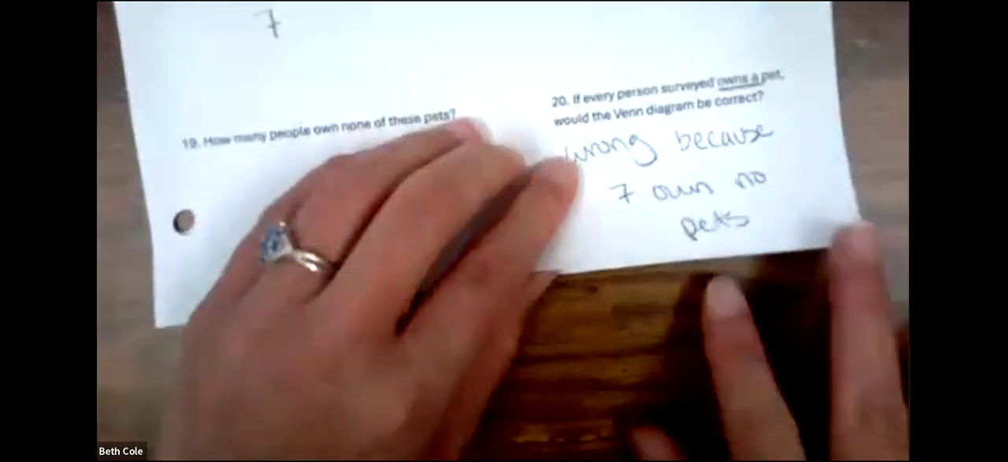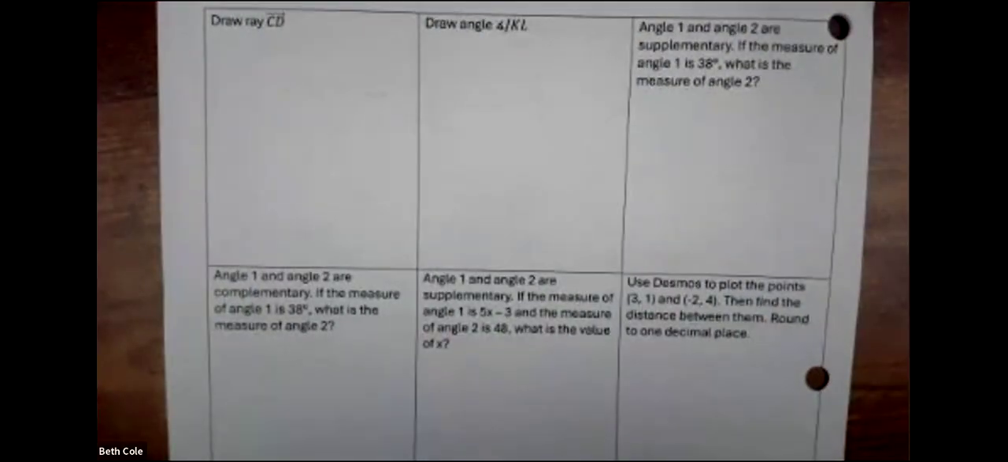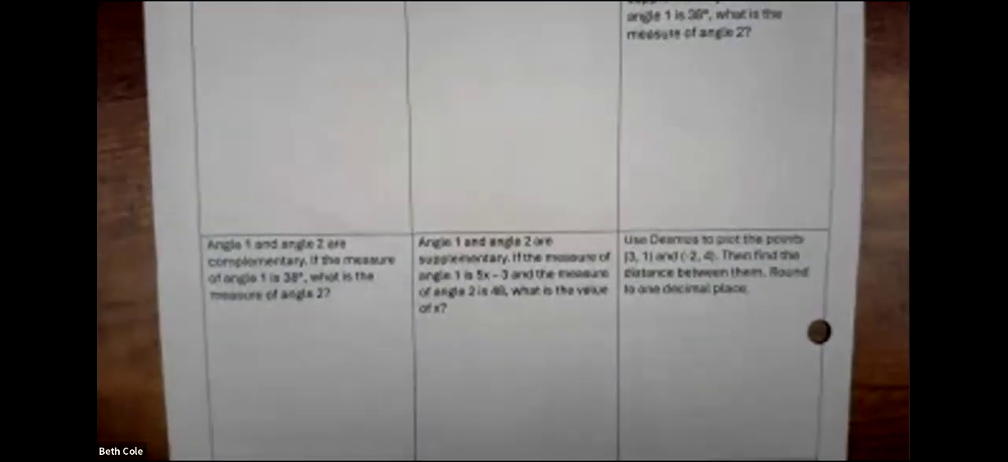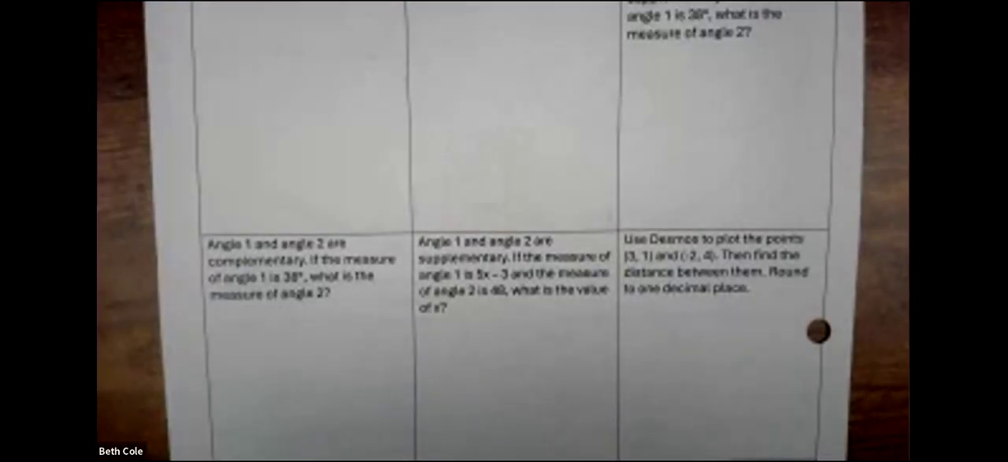So I'm going to say this while I'm still recording so that it's on the video. This is a tic-tac-toe. Here's what you're going to do. You're going to pick 3 problems in a row. They can be horizontal, vertical, or diagonal. Work out those 3. I have a place on Schoology for you to input your answers, and that's going to be your bell ringer, okay? So you're doing 3 that are in a row.